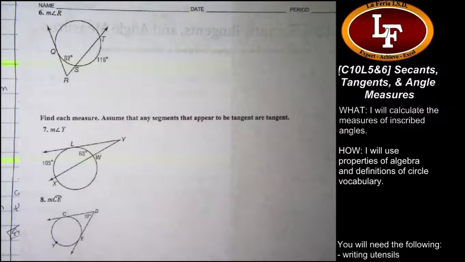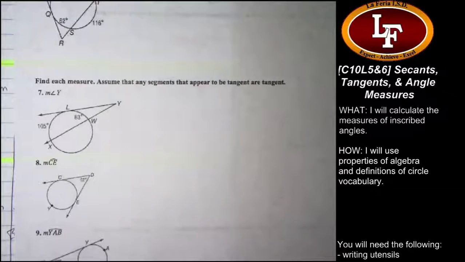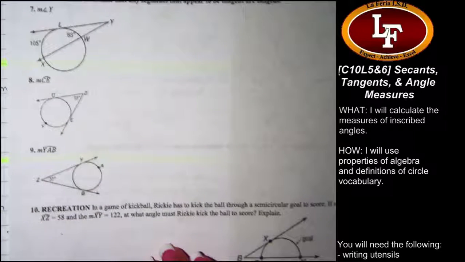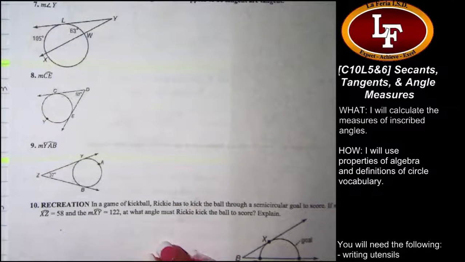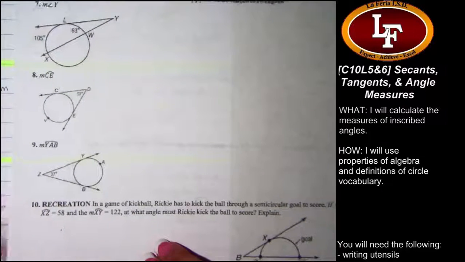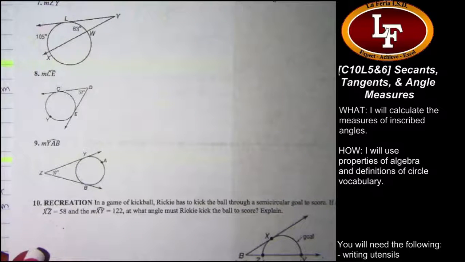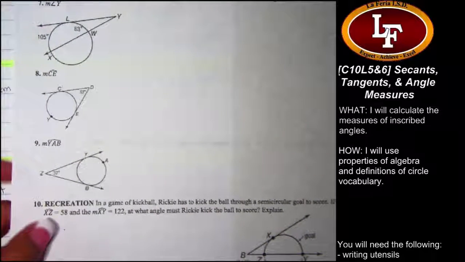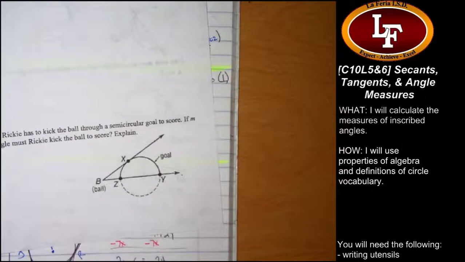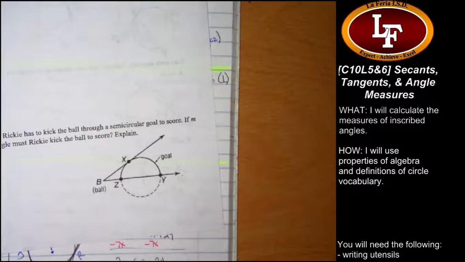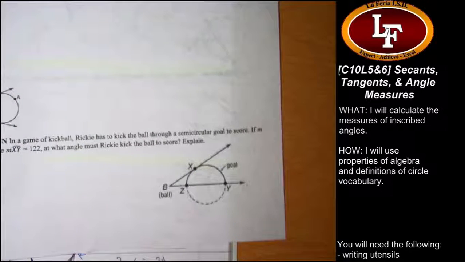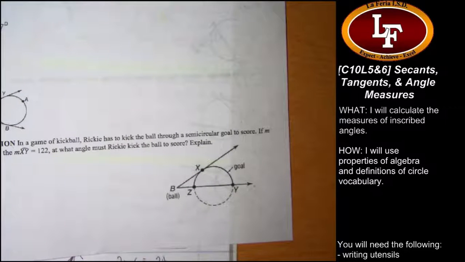We've got the same sort of thing set up, but one of the lines is a tangent. It's okay. It'll be fine. Look at 7, 8, and 9. Same sort of deal? 8 and 9 are tangents, but you're going to have the same sort of thing happen. Number 10, same thing? Yes, but now we're in a kickball word problem. But it's the same sort of idea as what we've already done.